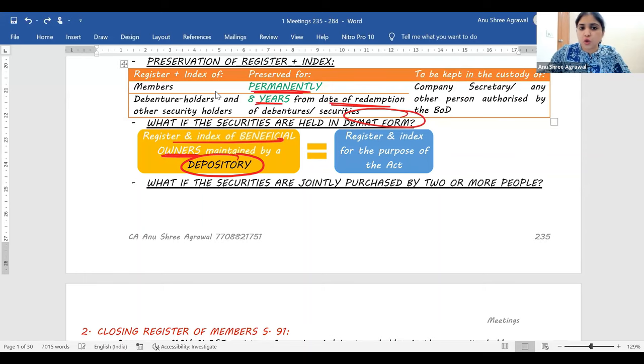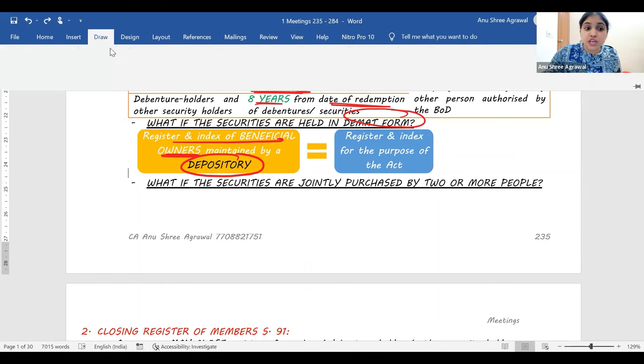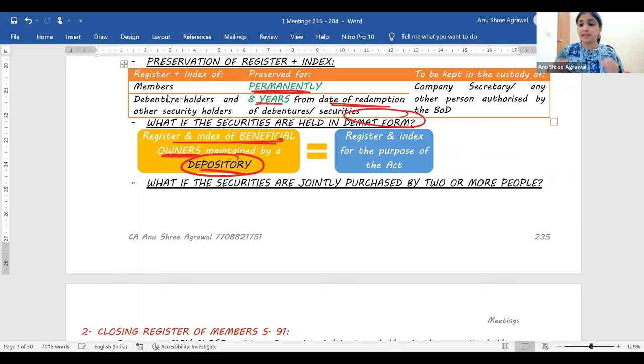What is the name of the register? Register of beneficial owners. The register of beneficial owners maintained by whom? Maintained by the depository. Right? So this register of beneficial owners, which is maintained by the depository, we will treat this register itself as register for the purpose of Companies Act. But when? Only if the securities are held in DMAT form.